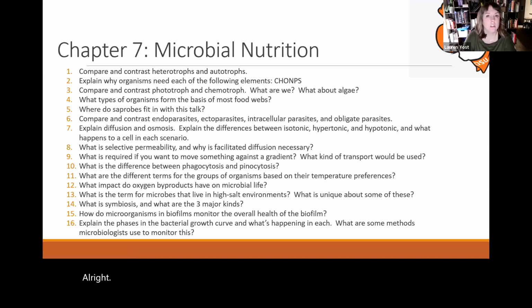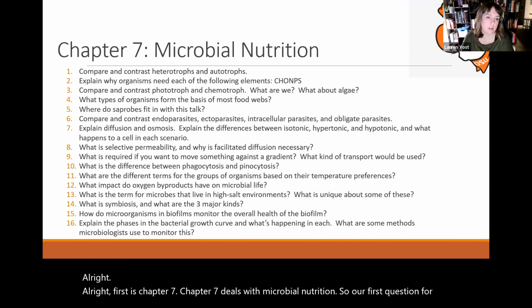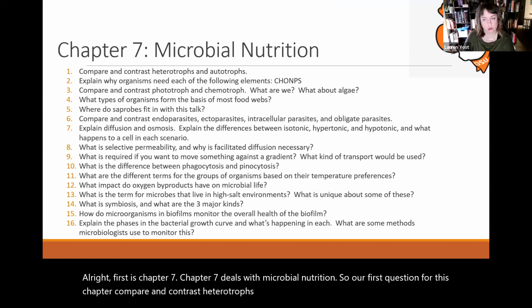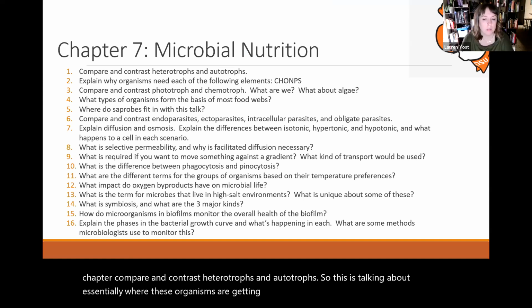All right, first is chapter 7. Chapter 7 deals with microbial nutrition. So our first question for this chapter: compare and contrast heterotrophs and autotrophs. So this is talking about essentially where these organisms are getting their carbon sources from.